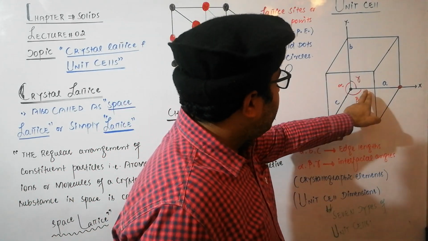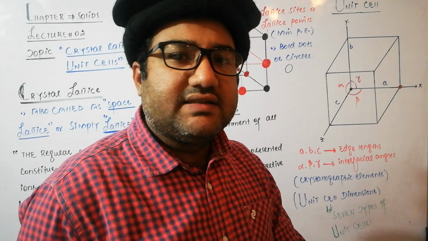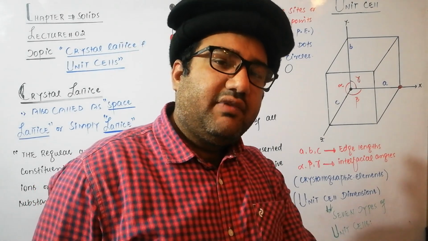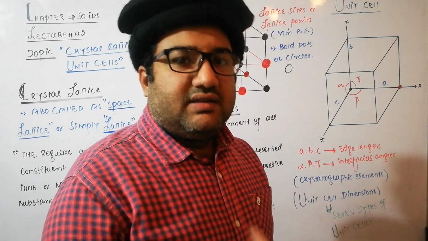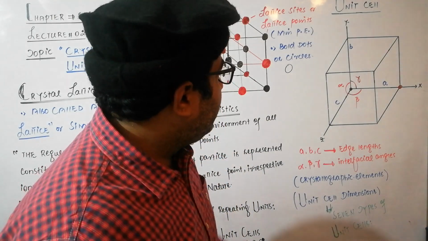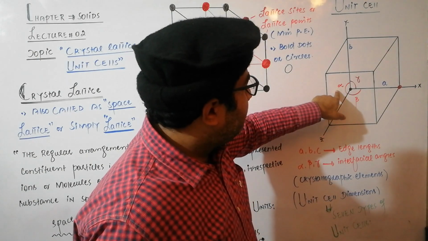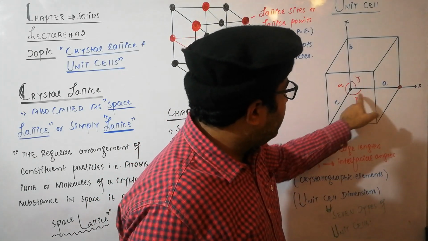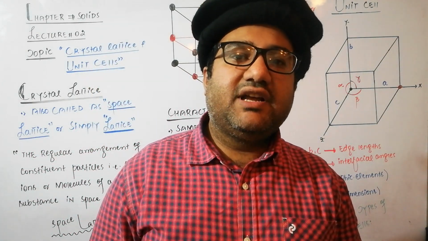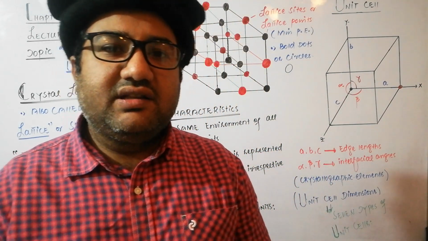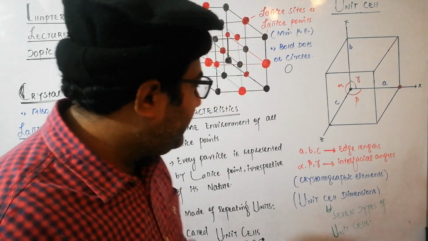Now the angle between the x-axis and y-axis is fixed and it will be called gamma. You cannot call it alpha or beta because it will remain gamma. In crystallography we give certain angles to certain axes and they remain fixed. Similarly, the interfacial angle between y and z is called alpha, and the interfacial angle between z and x is called beta. So a unit cell is actually represented by six parameters, out of which three are the edge lengths a, b, c and three are the interfacial angles alpha, beta and gamma.